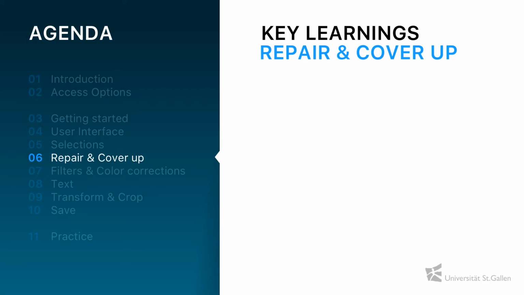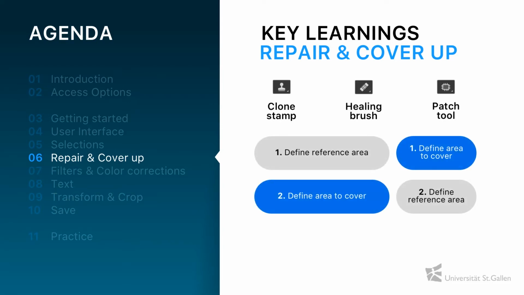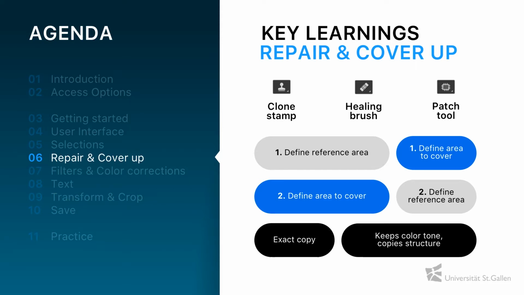Here are our learnings from Chapter 6. To repair or cover up part of an image, there are multiple tools you can use, namely the clone stamp, the healing brush, and the patch tool. When you use the clone stamp and the healing brush, mark the reference area first by pressing the Alt key. When using the patch tool, mark the area that you want to cover first. Remember that the stamp tool simply copies the exact reference area. The other two tools keep the hue tone but only change the structure of the image.